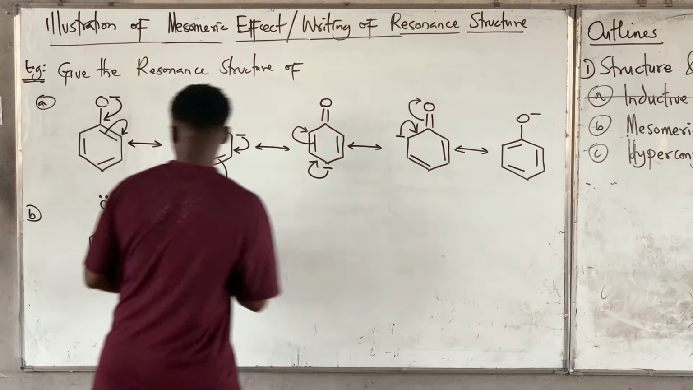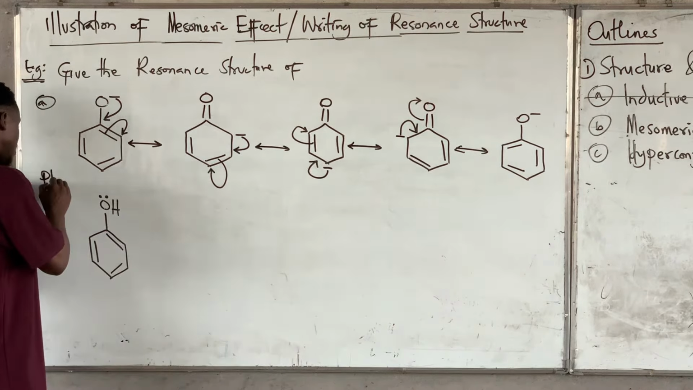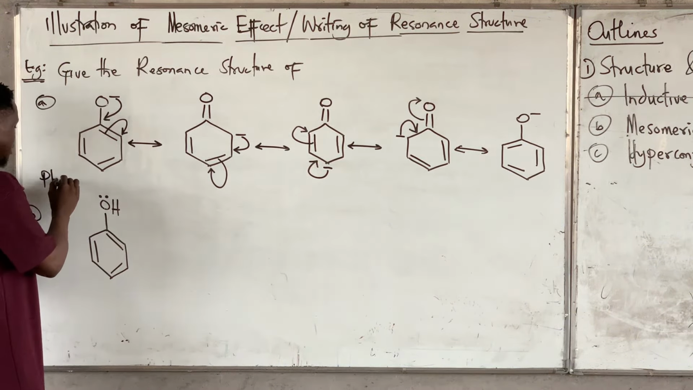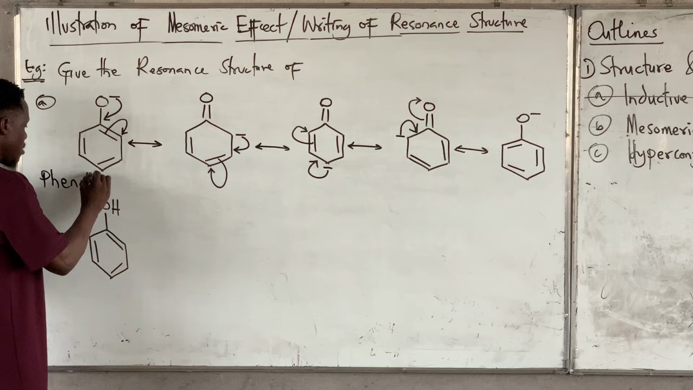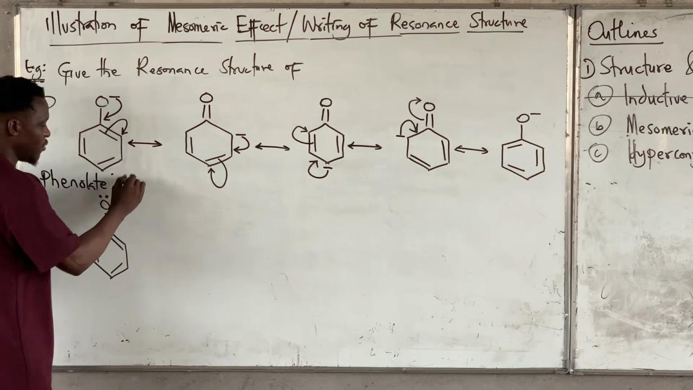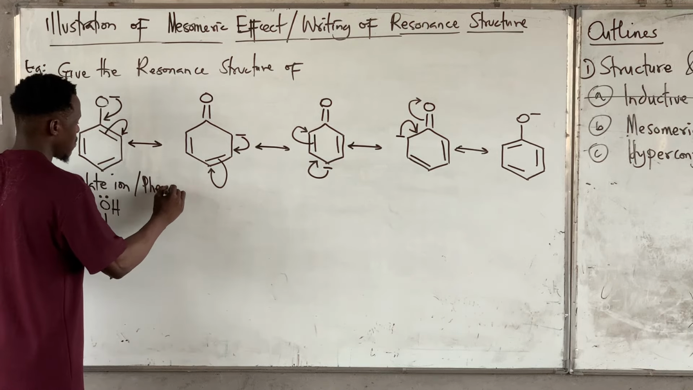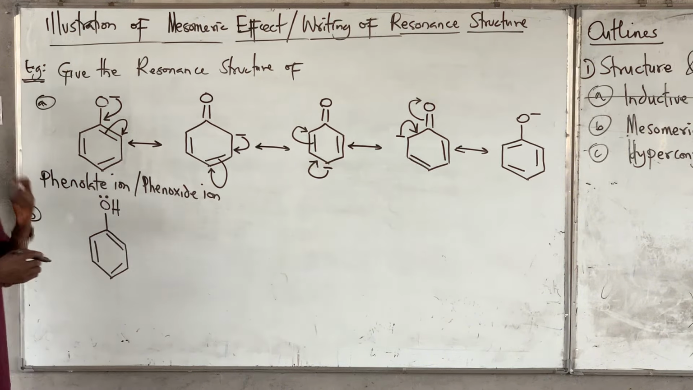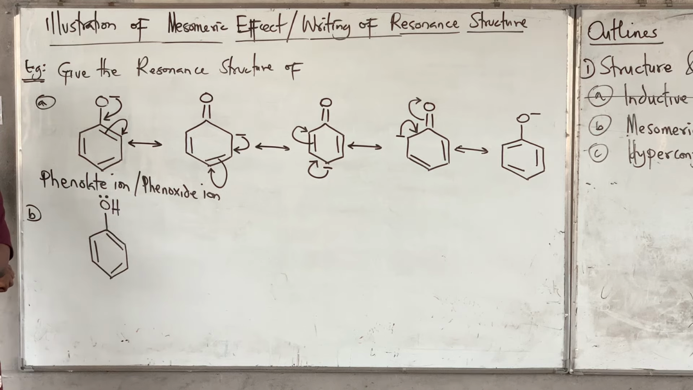4. And what is this compound called? This compound is actually, if you add H here, phenol. If you remove the H, it is going to be phenolate ion. So in case you're asked how many resonance structures phenolate ion has, or to give the resonance structures of phenolate ion, this is a typical example.